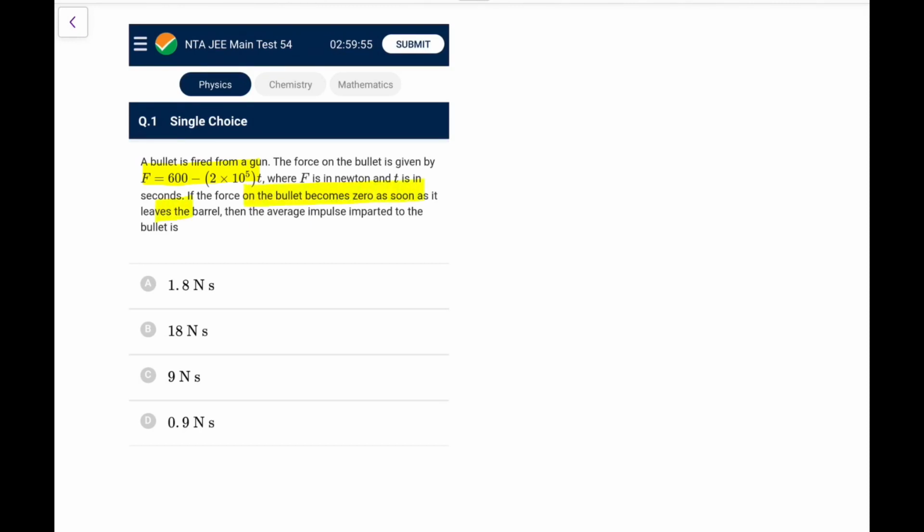So when it leaves, force becomes 0. First of all, check it. So the time will come out as 600 upon 2 × 10^5. I can make it out like this: 600 × 10^-5, I write it as 10^-2, 10^-3 upon 2. This gets cancelled. That is 3 milliseconds. So this is the 3 millisecond.